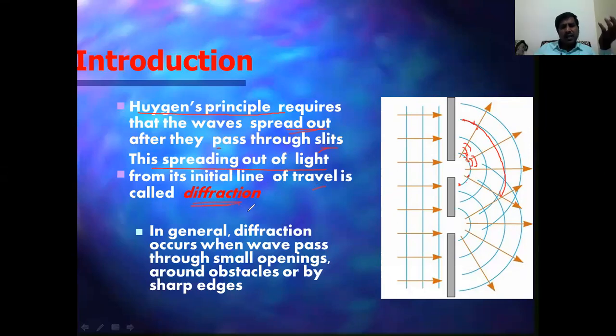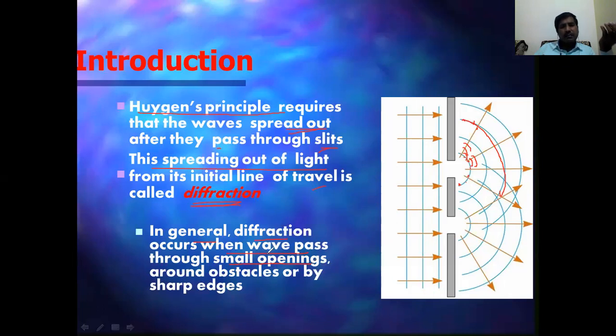There are many ways you can define diffraction. When you expose light on any slit, the spreading of light is called diffraction. In general, diffraction occurs when a wave passes through a small opening or around an obstacle with sharp edges.